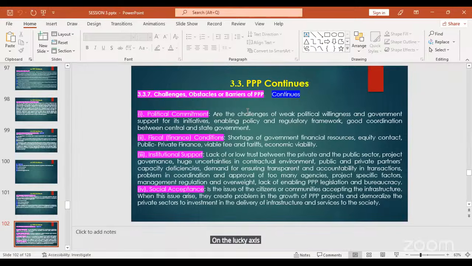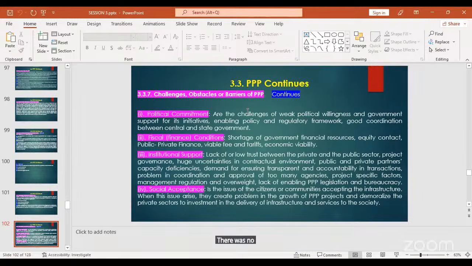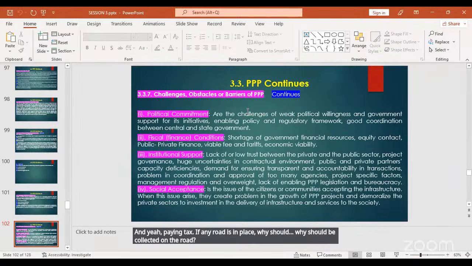When the road was completed as a sort of public-private partnership, and it was being tolled, and toll was being collected, there was no social acceptance. People were like, "They are paying tax. If any road is in place, why should toll be collected on the road?" No, they got it wrong.